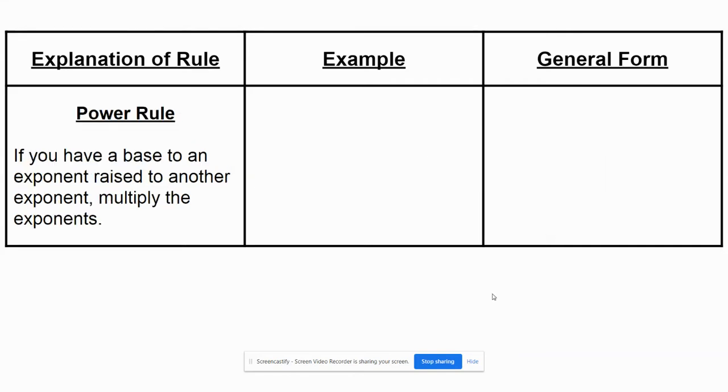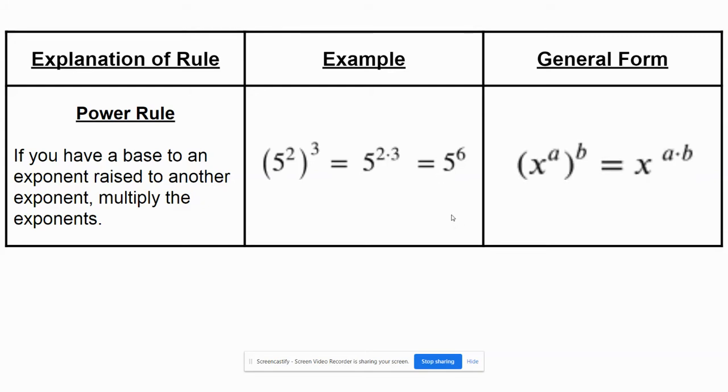Power rule. If I have a base to an exponent that gets raised to another exponent, I'm going to multiply the exponents. So I have 5 squared cubed. So I have 5 squared times 5 squared times 5 squared, which is really 5 to the power of 2 times 3, which is 5 to the power of 6. And there's my general form there.